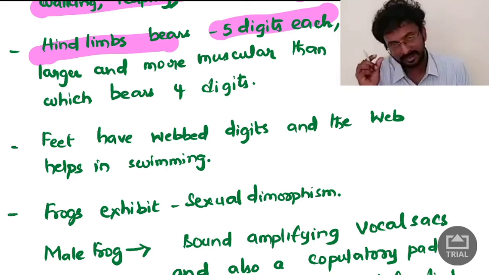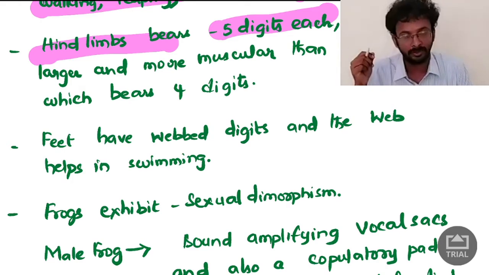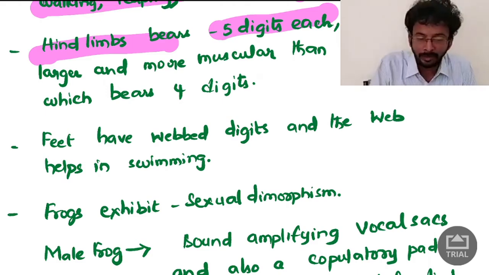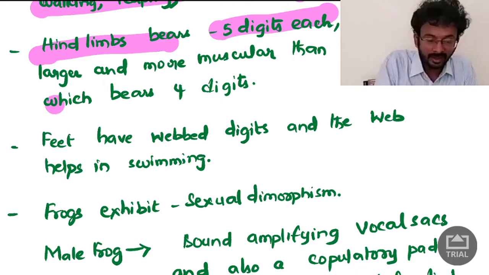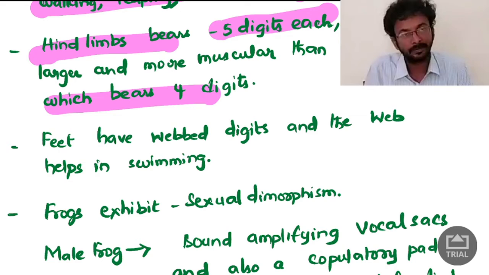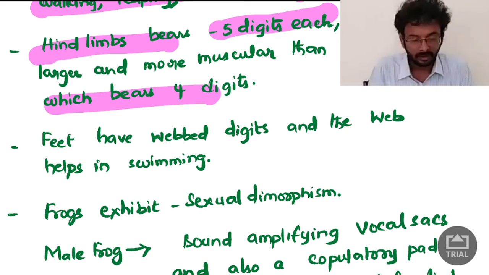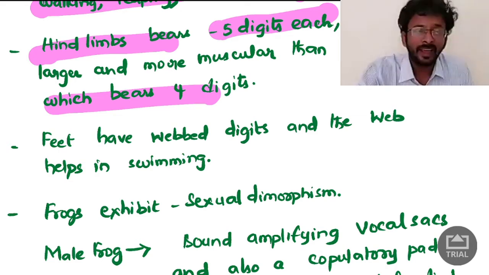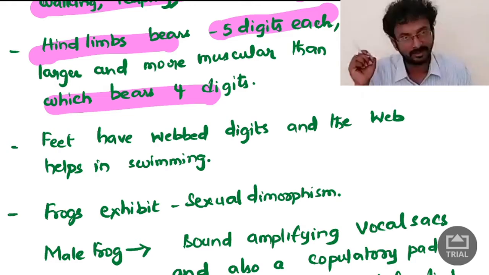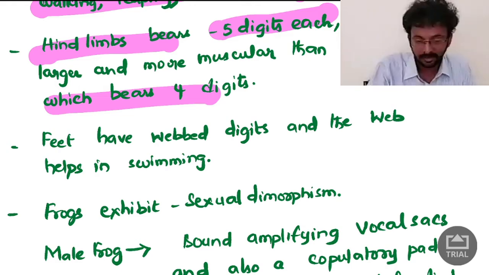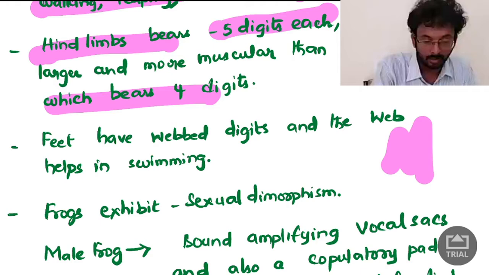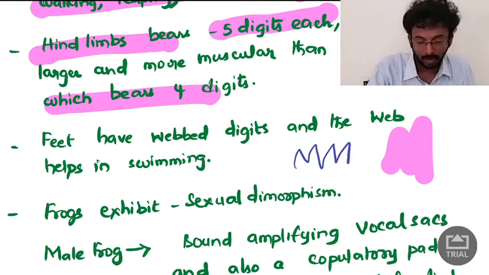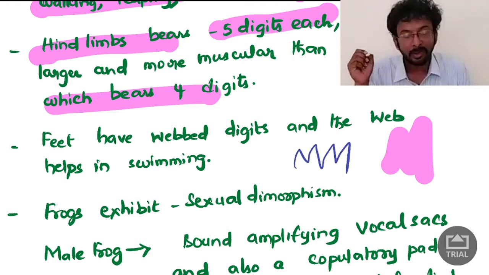Hind limbs are a little larger and muscular. Muscle content is more in hind limbs than in forelimbs. The forelimbs have 4 digits and the hind limbs have 5 digits. Feet have webbed digits, like this. Webbed digits help in swimming.